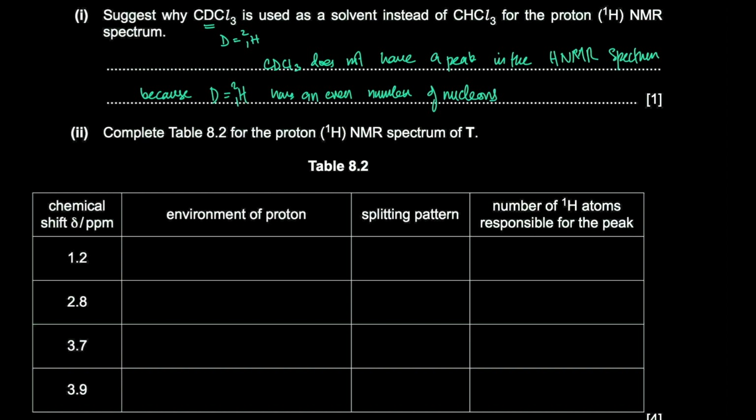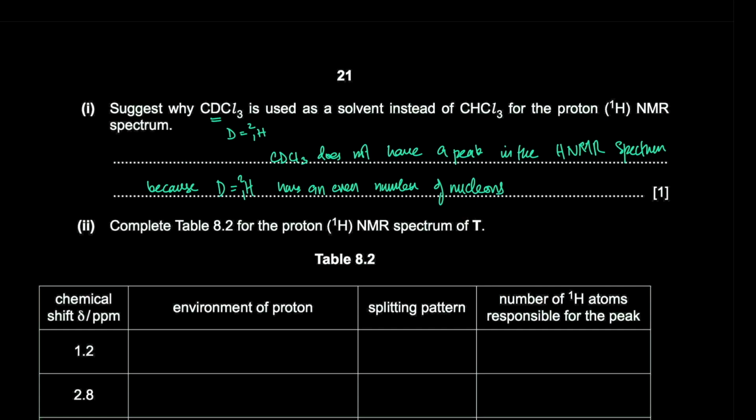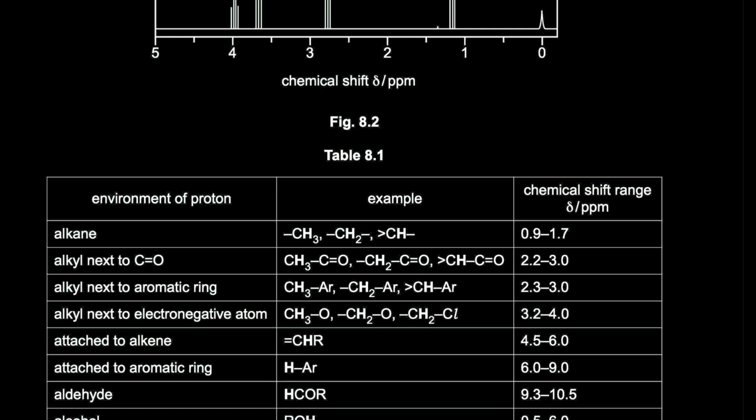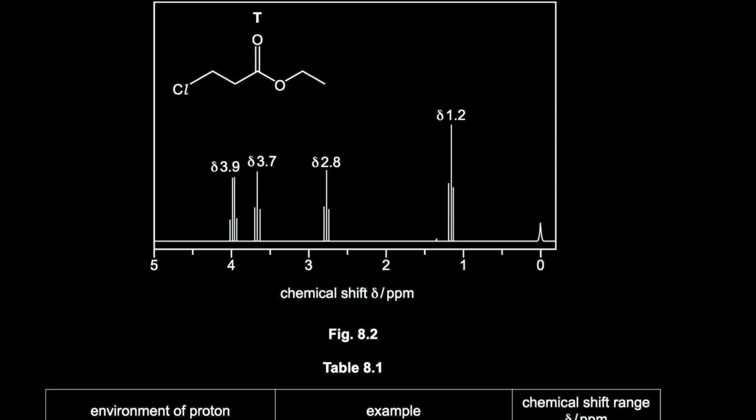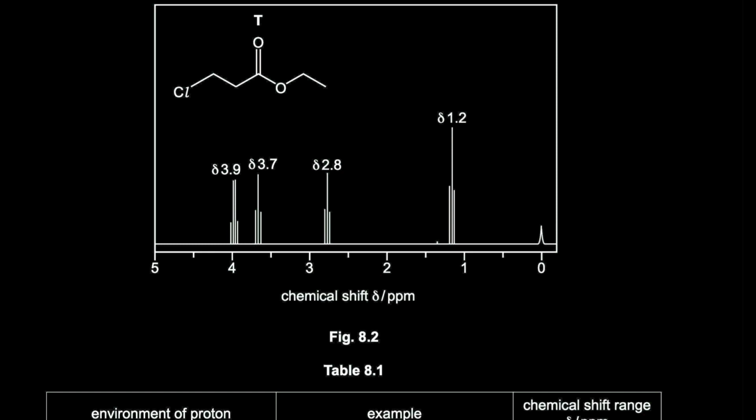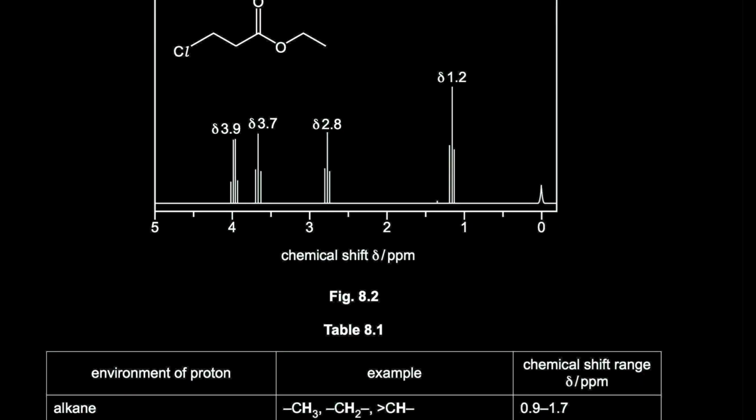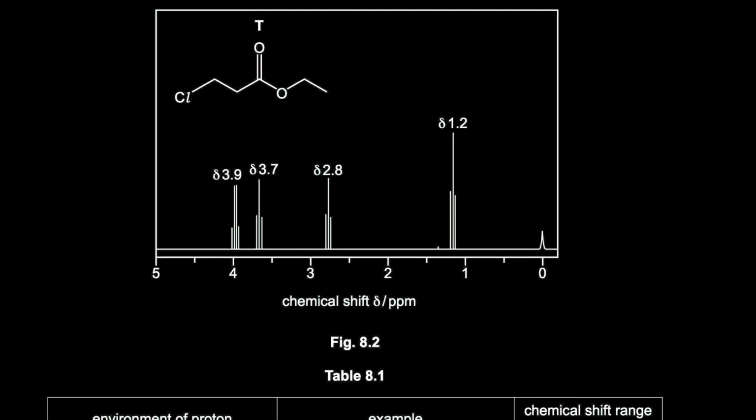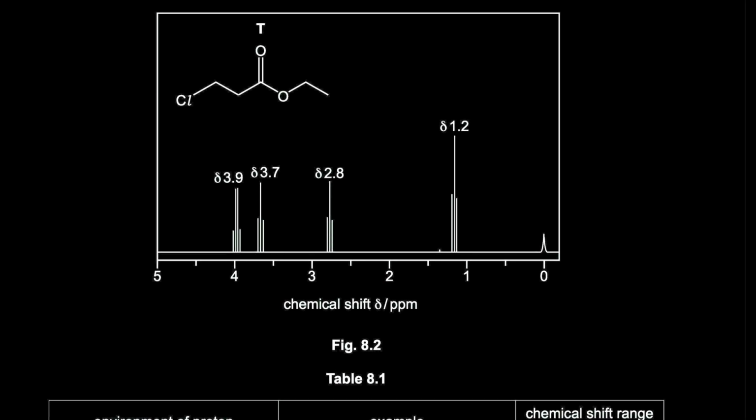Complete table 8.2 for the proton NMR spectrum of T. So now going back to the compound, the first question is, which of these protons over here is responsible for the peak at 1.2? 1.2 is simply the alkane proton. So which proton is that? I'm going to label these protons A, B, C, and then D.